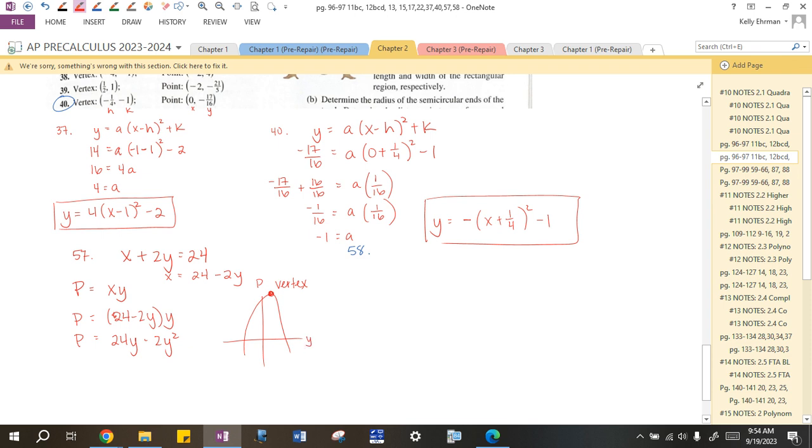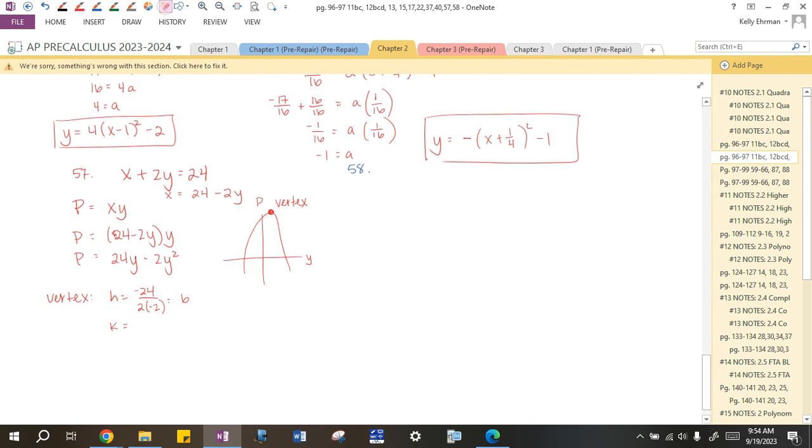So vertex, I don't really want to complete the square. I'd rather just do the formula. Find h and k. Negative 24 over 2 times negative 2. Negative 24 over negative 4 is 6. Okay, so now do we need to find k actually? The vertex is y, P, right? All these ordered pairs are y, P. So I just figured out that the maximum product is when y equals 6. Do I care what the maximum product is? Not really. I know that y equals 6.